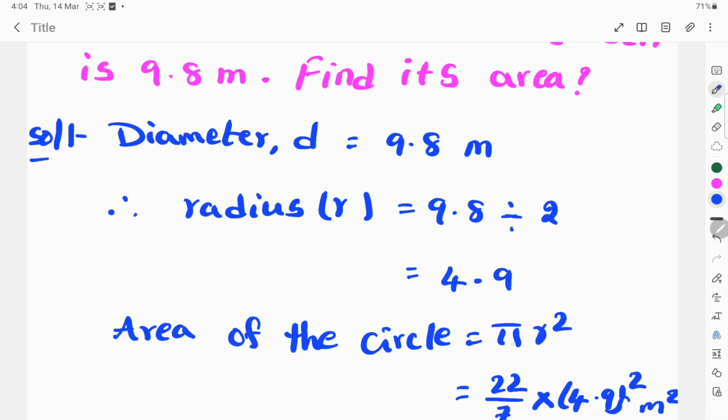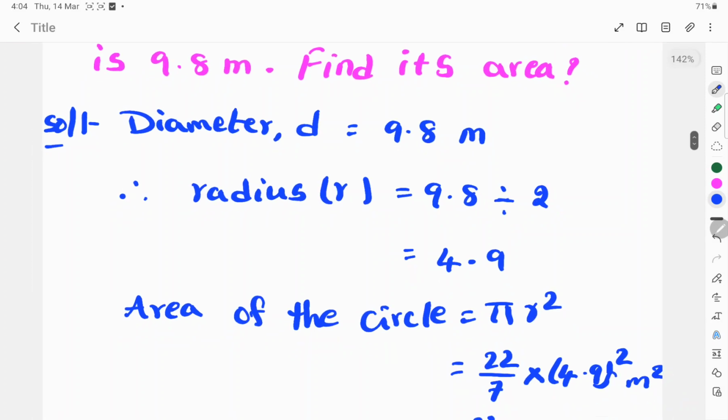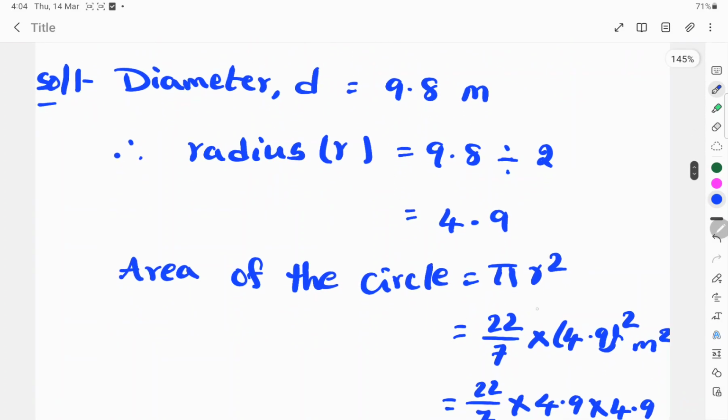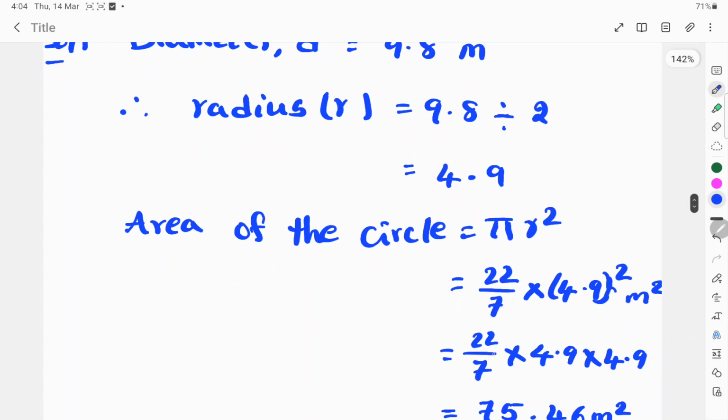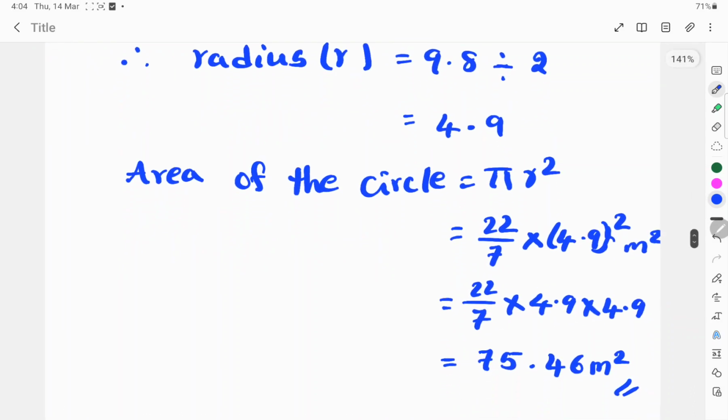So, area of the circle is equal to pi r square. Here, you use pi r square, that means the radius, not the diameter. He has given the diameter, so you convert the diameter to the radius. Pi value is 22 by 7 into radius r, which is 4.9 square. So, 22 by 7 into 4.9 into 4.9.